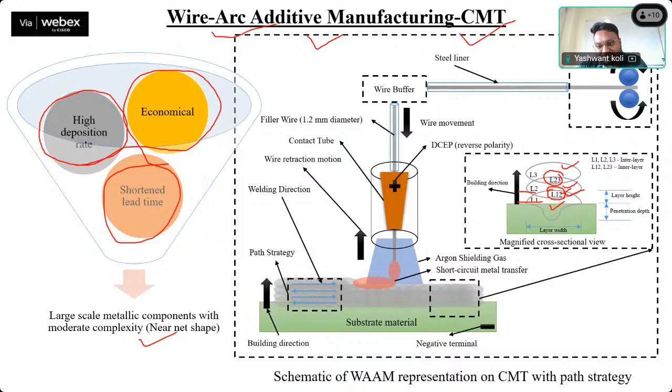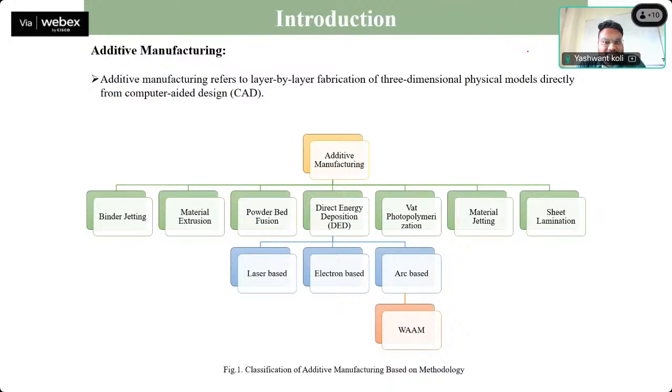The delamination problem occurs from here only, and the coarse microstructure, micrograins, are visible here only. So this is the weakest zone. So we have to have very good equiaxed or columnar grains in this region so that we can strengthen the WAM component. So this is a basic introduction of additive manufacturing.